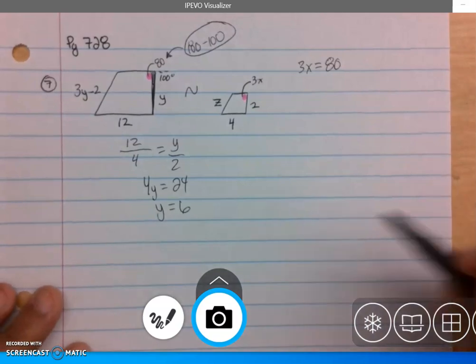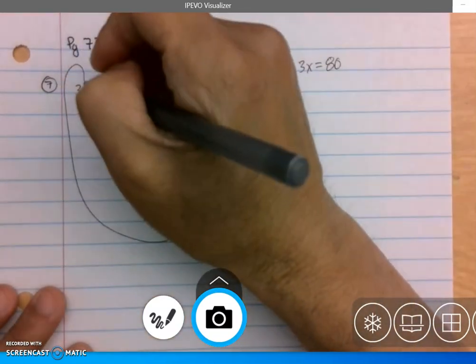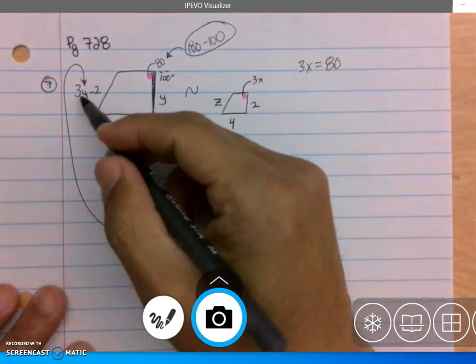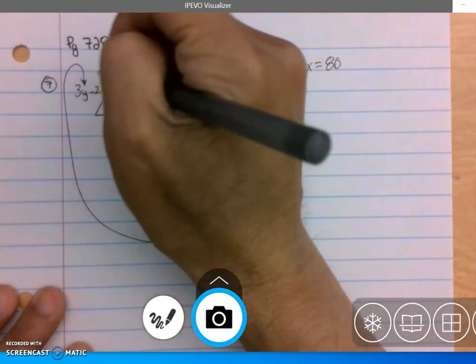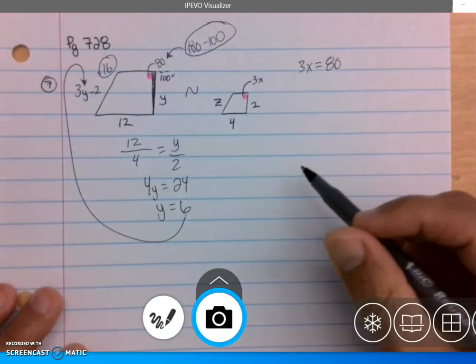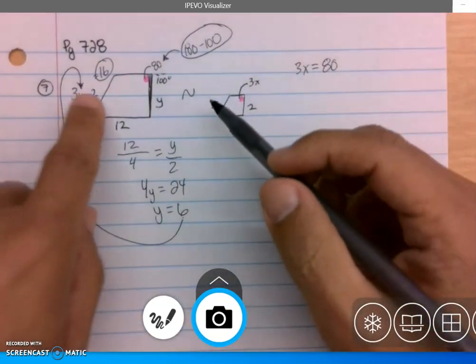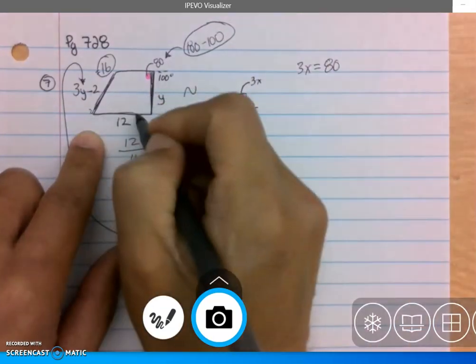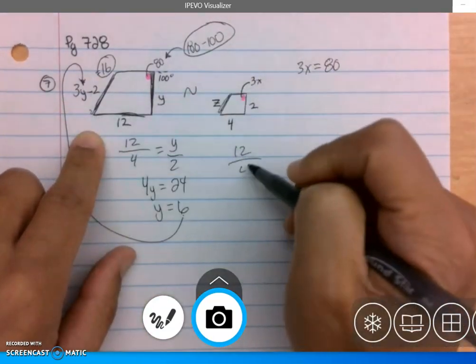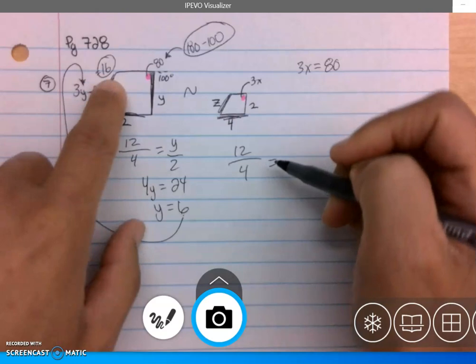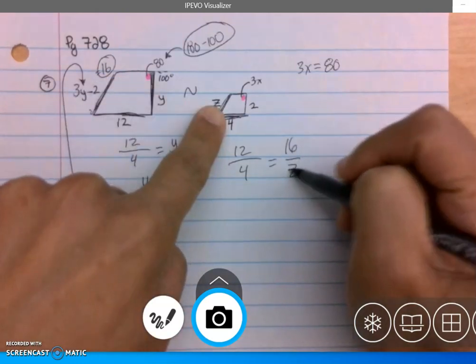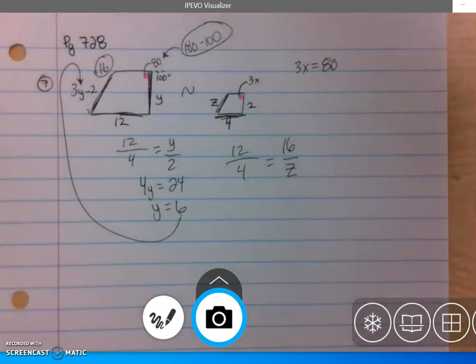And then once you have y is 6, you plug it in here. 3 times 6 is 18 minus 2. This would be equal to 16. And then you would do the same to help solve for z, using this 16 to z. So again, you can go 12 to 4 is 16, after you plug in the y value, is to z, and then you would solve for z.